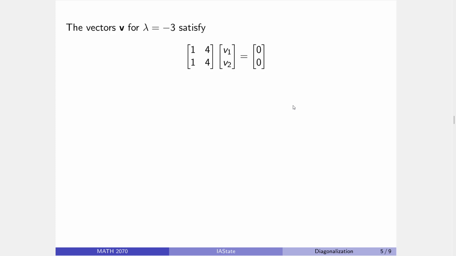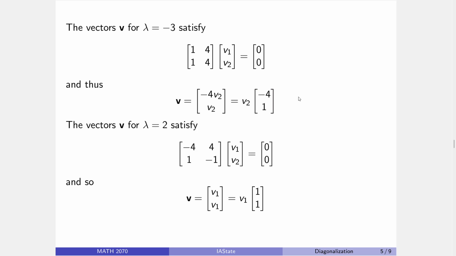So the eigenvectors for -3: add 3 on the diagonal, and you get this. From there, we see that v1 plus 4v2 is equal to 0, so v1 has to be -4v2, and there we go. A basis for the eigenspace associated to this eigenvalue is (-4, 1). And then a similar derivation can be done for the eigenvalue lambda equals 2. A basis for the eigenspace is the vector (1, 1).